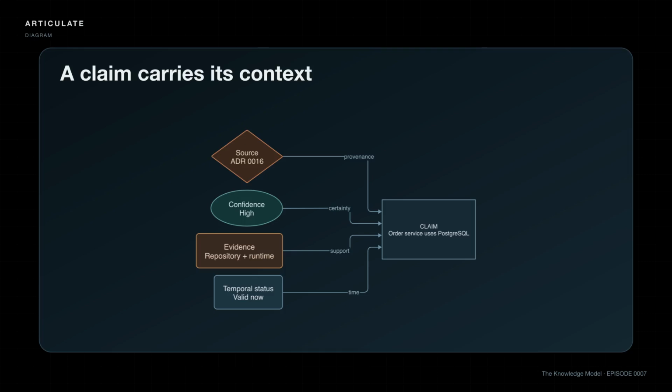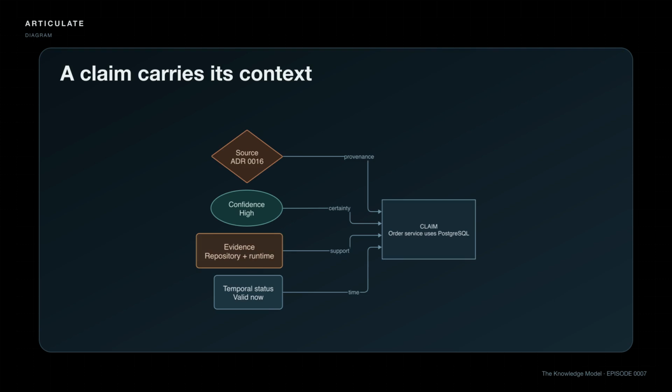Where did this claim come from? Was it discovered in source code? Was it taken from an architecture decision record? Was it suggested during a conversation with an architect? Or generated by AI during discovery? How confident are we that that's correct? And what evidence supports it?